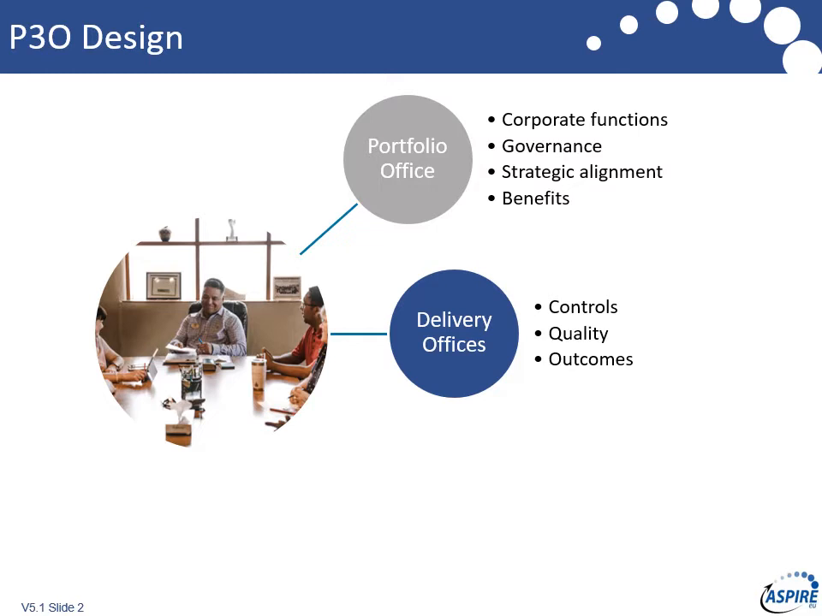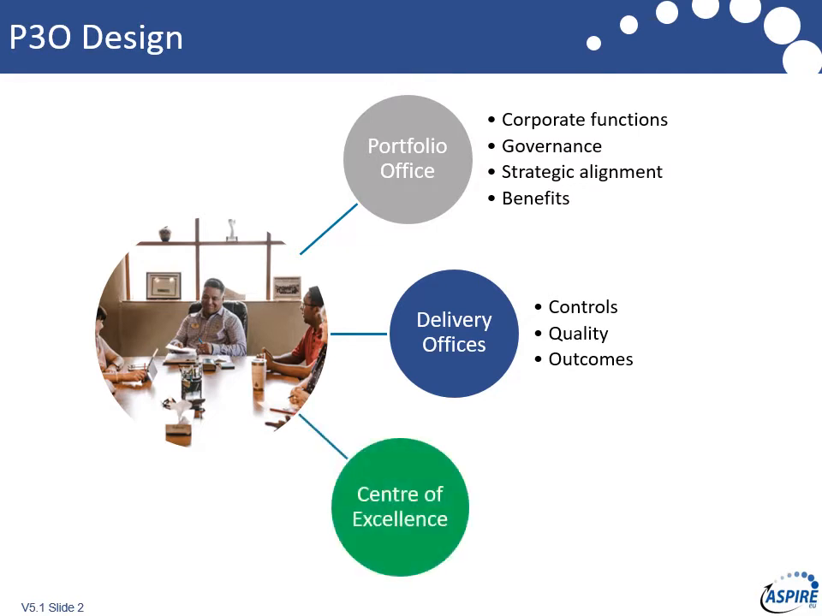If it's a program office, they will be looking across their projects, looking across the business change stability. If it's a project office, they may only be thinking about delivering capabilities. But we, at this level, will be thinking about quality, we'll be thinking about outcomes, and we'll be making sure that we're delivering to time, cost, and quality.